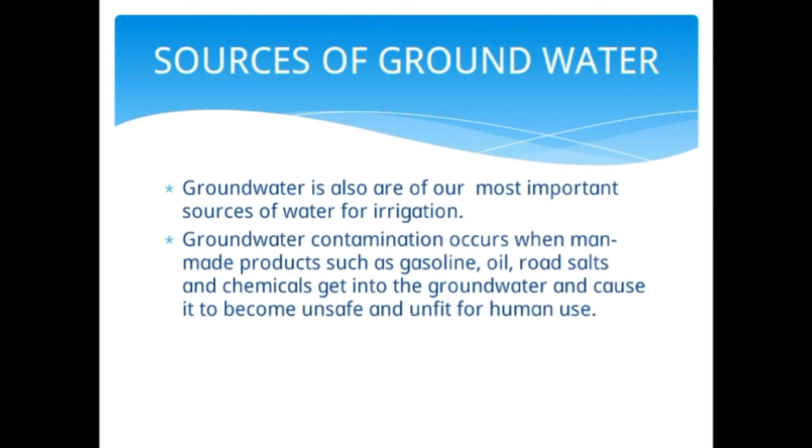Sources of groundwater. Groundwater is also one of the most important sources of water for irrigation. Unfortunately, groundwater is susceptible to pollutants. Groundwater contamination occurs when man-made products such as gasoline, oil, road salts, and chemicals get into the groundwater and cause it to become unsafe and unfit for human use. So when we use chemicals, it can contaminate our soil and also water that can affect human health. Many of the chemicals used by industry leak or are poured into the ground to evaporate. So whether it's up or down there, how we use water matters. We may not be able to see it every day, but groundwater makes our lives possible.